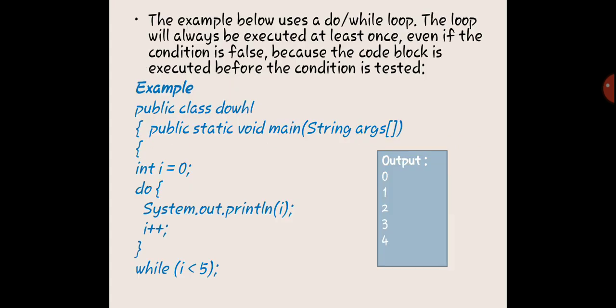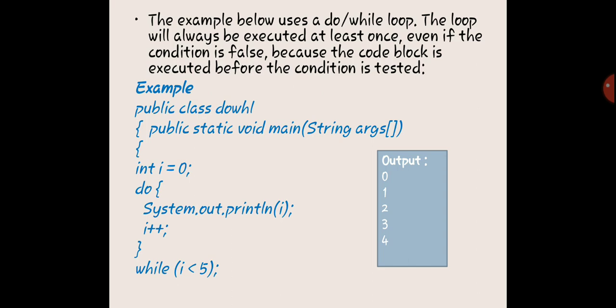So we see the example for do while. Okay, we have a public class called DOWHL. Then within that we have a main function. So the same thing we do. I is initialized as 0, then I is printed, I is incremented. The condition is while I is less than 5. So even if I had the value 6, the loop would be executed once, because the condition is checked only at last. Okay, so that is the point in do while.